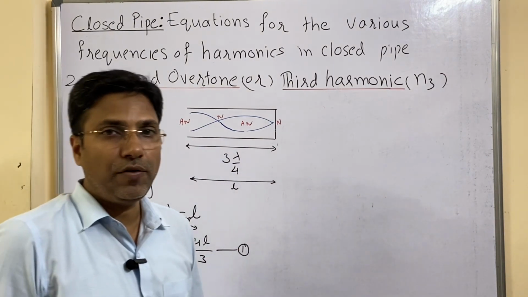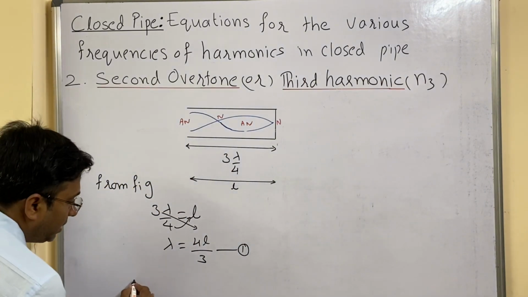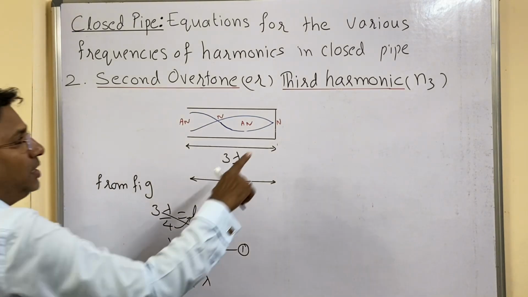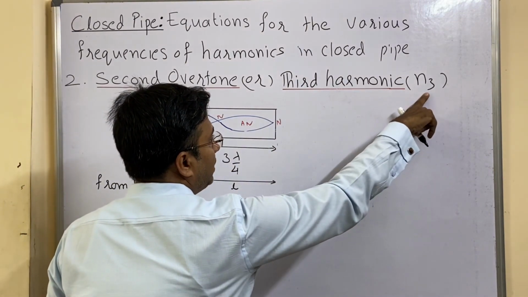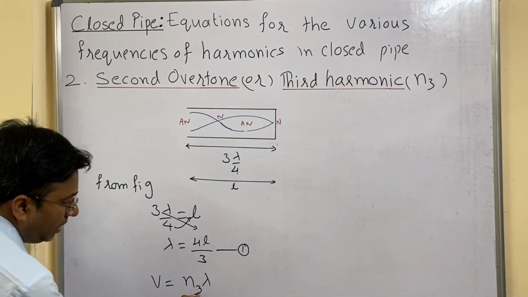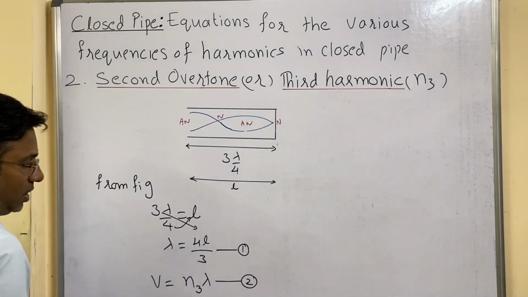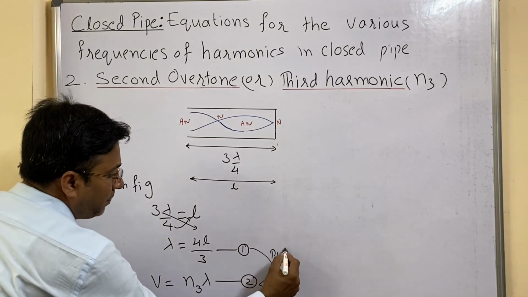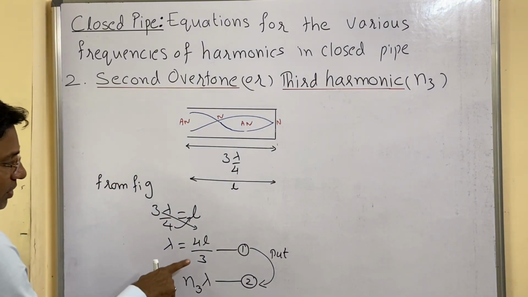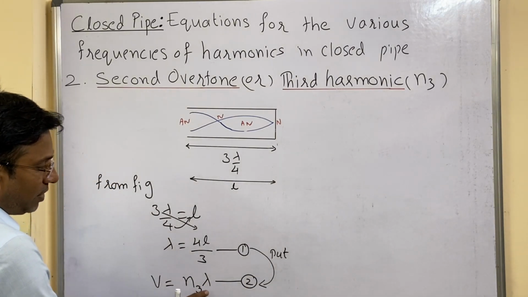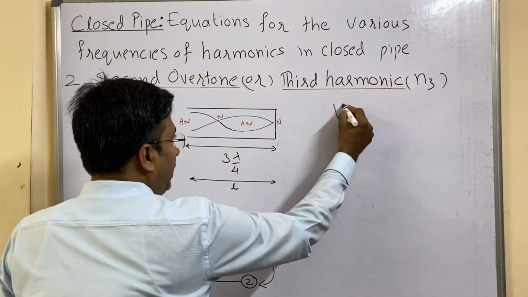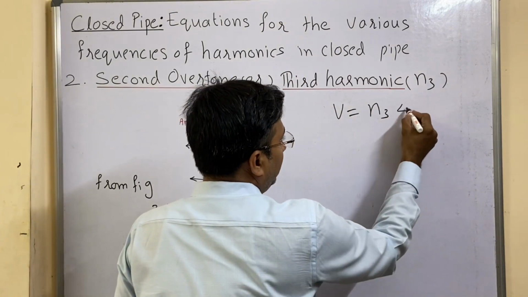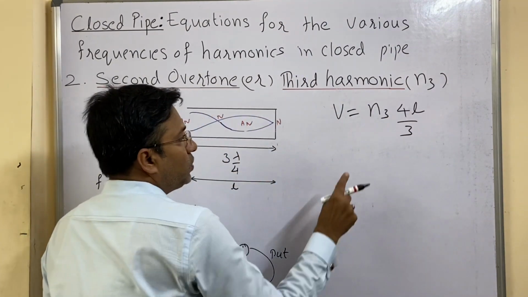Now we have to use the speed of sound formula. Speed of sound formula is V is equal to N lambda. In this case, we are doing the third harmonic, so we are representing it with the letter N3. So here I am writing N3. This is equation number 2. Now put equation 1 in equation 2. In equation 1 we have the value of lambda. That lambda we have to substitute here. Therefore V is equal to N3 in place of lambda 4L by 3. So we have to find N3 here.